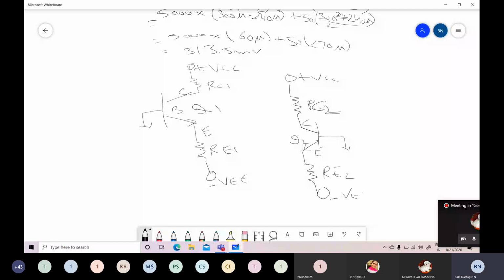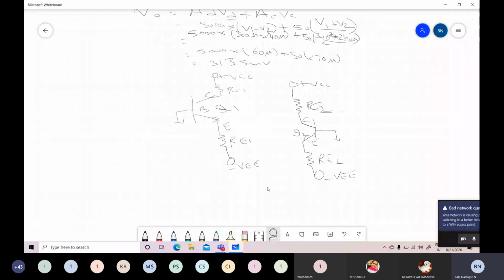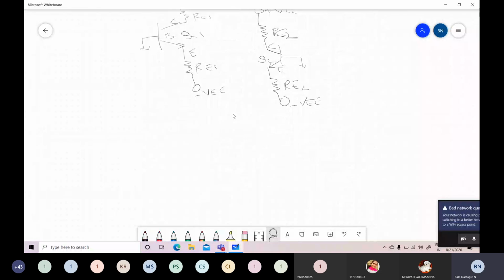The resistances RC1 and RC2 are equal, while the two emitter resistances RE1 and RE2 are also equal. So from this you can say RC1 is equal to RC2 and RE1 is equal to RE2, and the magnitudes of plus VCC and minus VEE are also the same. They are opposite in polarity, but whatever voltages we are giving at plus VCC and minus VEE are the same.